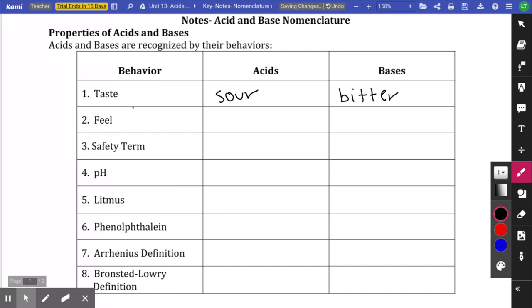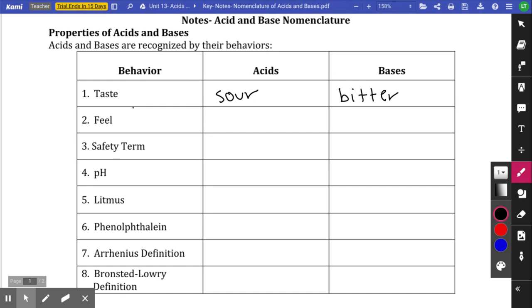Now, I always have a hard time thinking of foods that are basic because it always seems like most foods are pretty acidic. But apparently, kale is pretty basic. And I personally think that kale tastes pretty bitter. So acids are sour, bases are bitter.